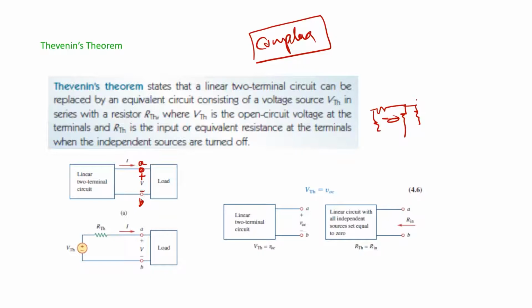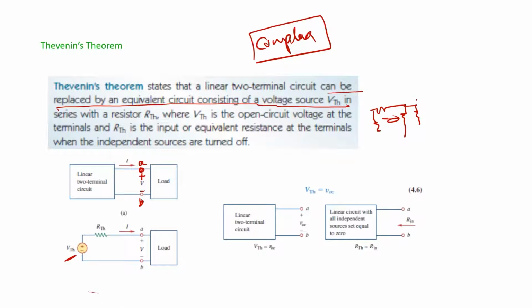Thevenin's theorem states that a linear two-terminal network can be replaced by an equivalent circuit consisting of a voltage source VTH in series with a resistor. So what I do is replace this linear two-terminal network by an equivalent circuit, consisting of a voltage source VTH in series with a resistor RTH, right?